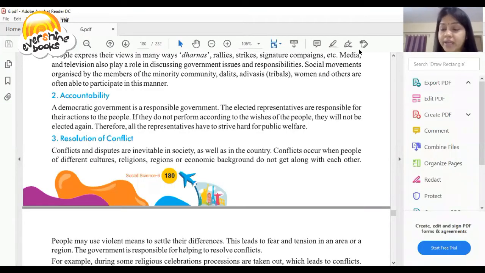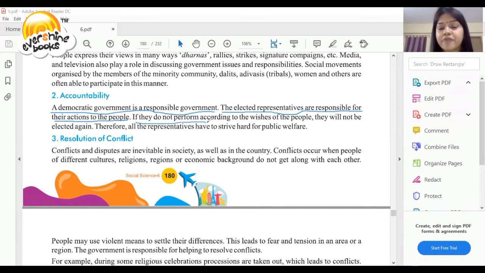So, the second important feature is accountability. What is accountability? Dear student, a democratic government is a responsible government. The elected representatives are responsible for their action to the people because democracy is for the people, by the people. That is why the elected representatives are responsible for their action to the people.